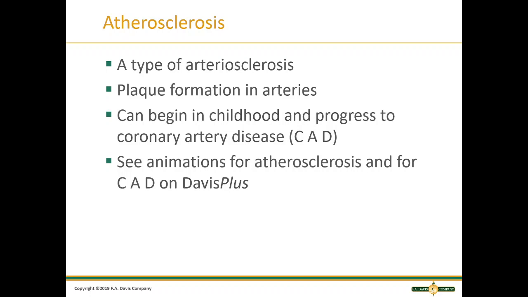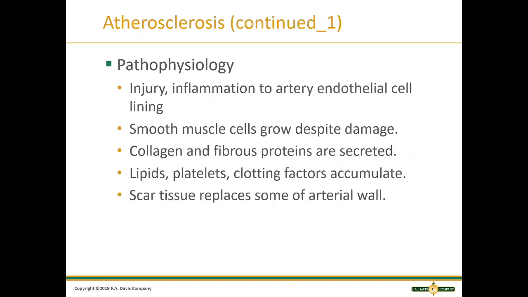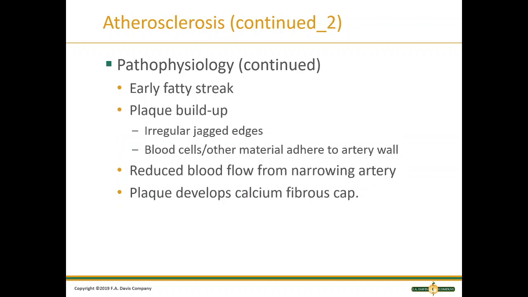Atherosclerosis is a type of arteriosclerosis. These are plaque formations in the arteries. They can begin in childhood and progress to coronary artery disease. Okay, so we will look at that as well. The pathophysiology is injury and inflammation to the arteries and the endothelial cell lining. Smooth muscle cells grow despite damage. Collagen and fibrous proteins are secreted. Lipids, platelets, and clotting factors accumulate, and scar tissue replaces some of the arterial wall in atherosclerosis.